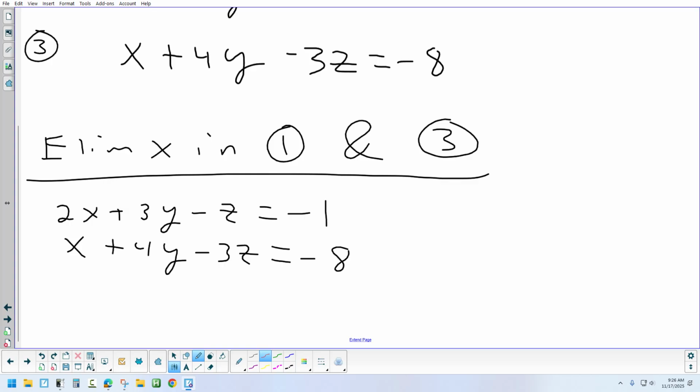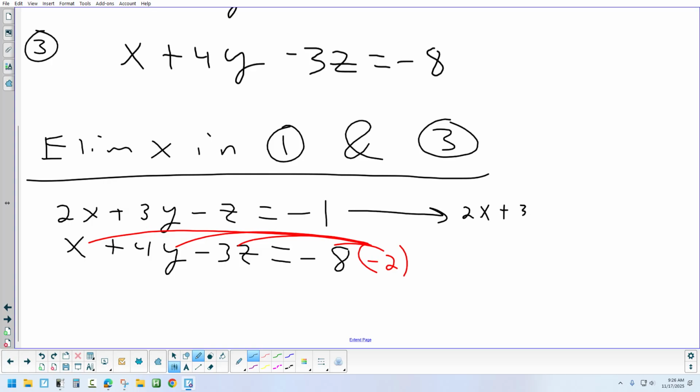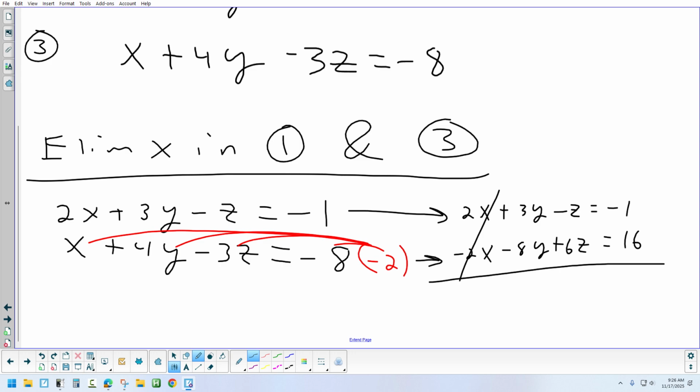-2 on the bottom. Yep. So we're going to multiply everything by -2 on the bottom. What's going to happen to the top equation? Stays the same. 2x plus 3y minus z equals -1. And what's going to be my new equation on the bottom? -2x minus 8y plus 6z equals positive 16. Okay, so let's add those up.